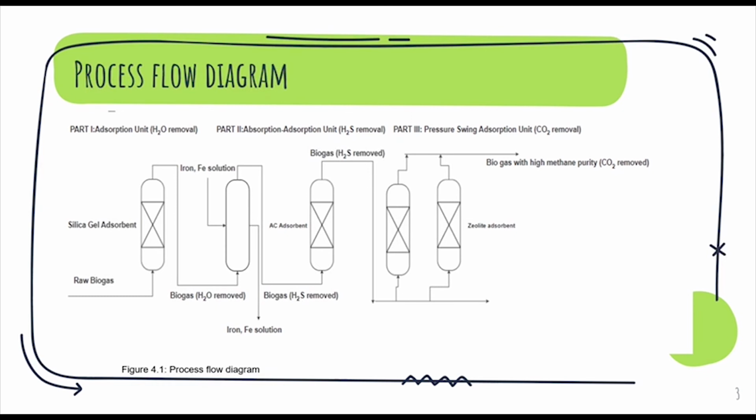Figure 4.1 shows the process flow diagram of the plant. The plant is divided into three main parts, which are the adsorption unit for H2O removal, the absorption and adsorption unit for H2S removal, and also the pressure swing adsorption for CO2 removal.